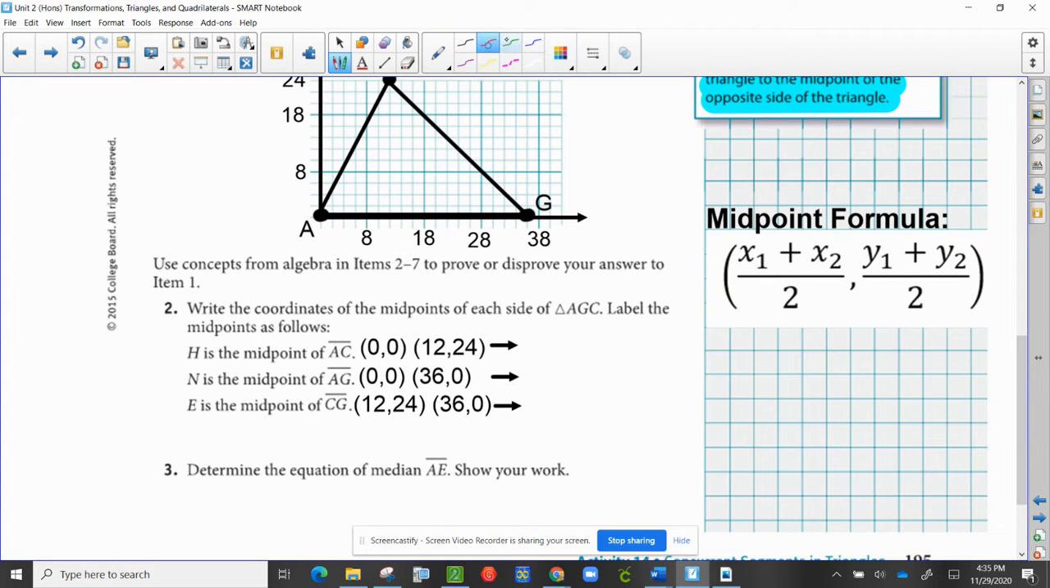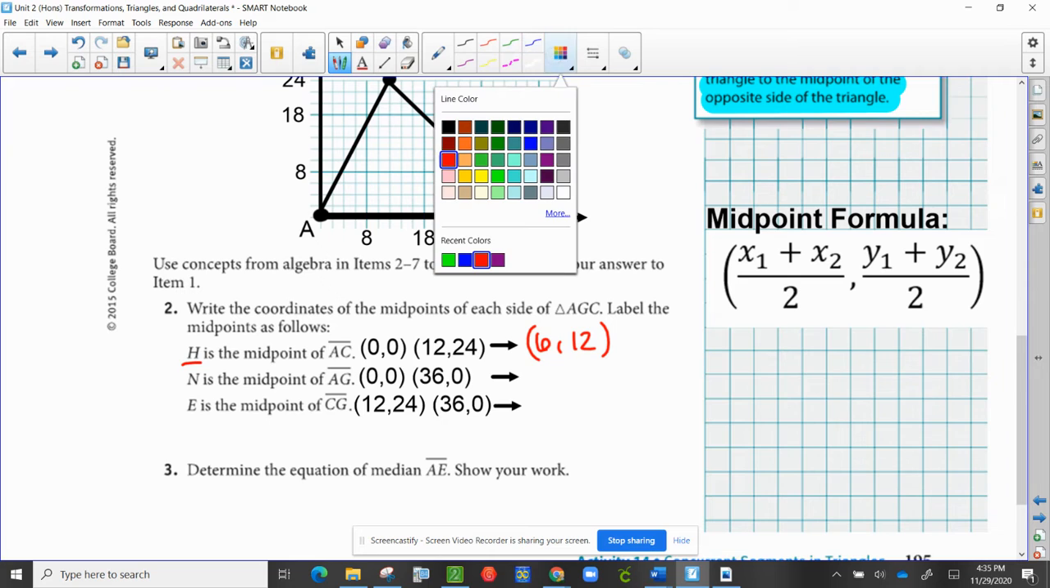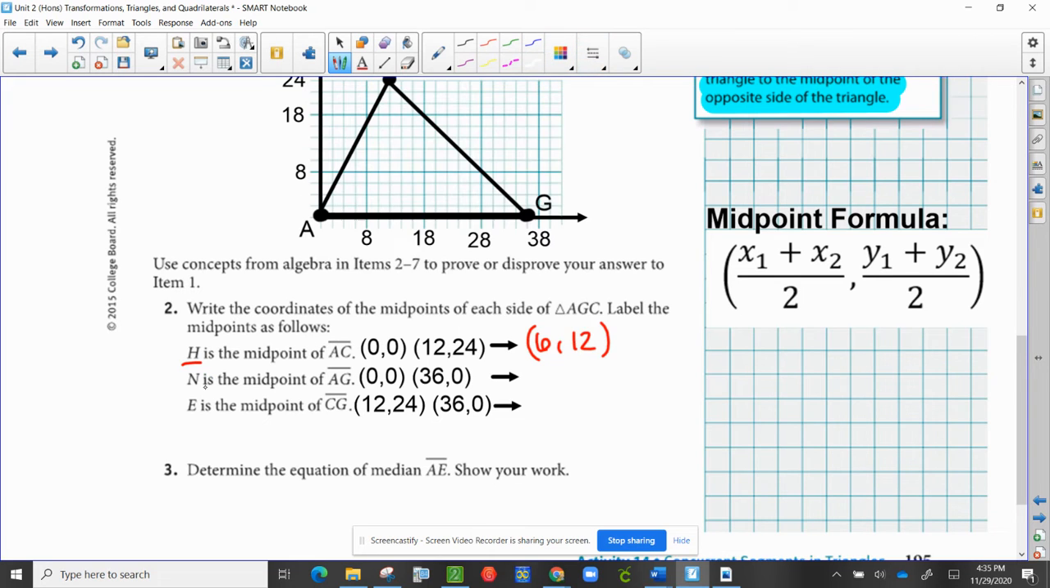Okay, so what I got for my midpoints, so for H, I got that it is at 6, 12. For N, I got that N was at 18, 0. And for E, I got that E was at 24, 12.